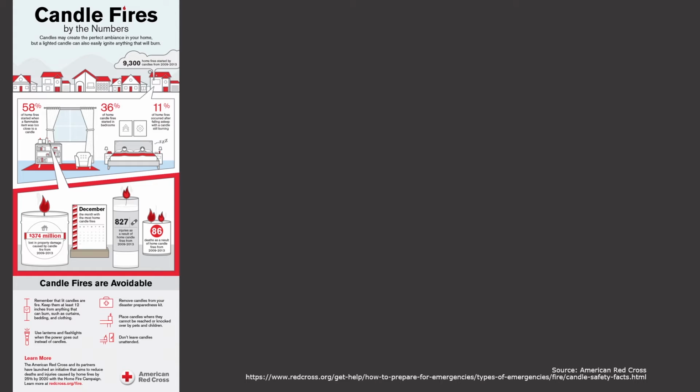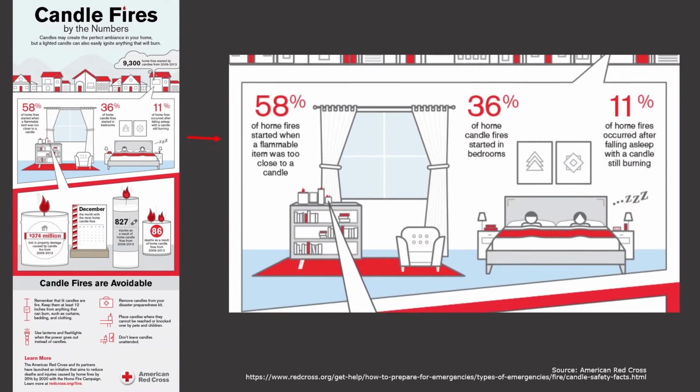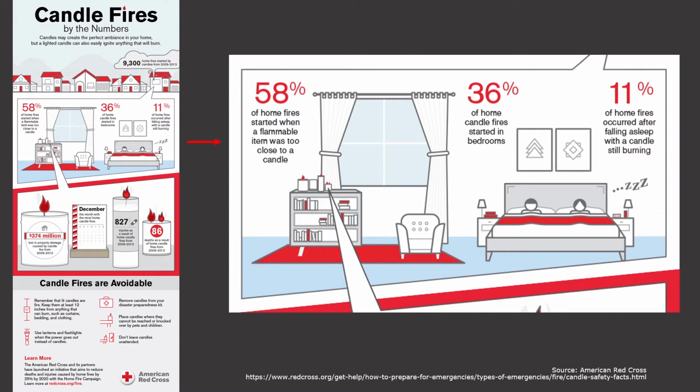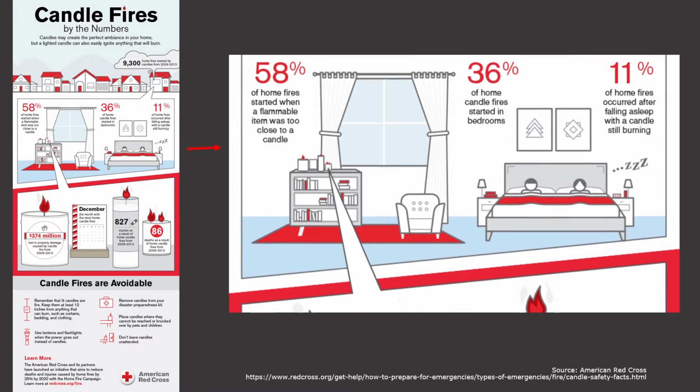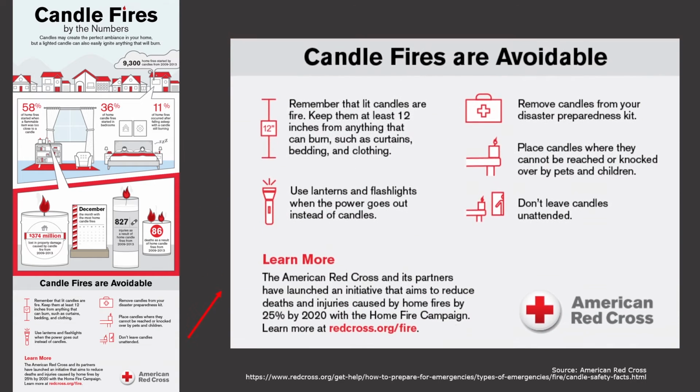To start, it shows its topic, candle fires, and gives us some very introductory information, just telling us how prevalent they are. We proceed down the infographic to have a group here of various statistics that give us more specific information. We get the same sort of movement continuing down, more information about the breadth and severity of candle fires. And finally, towards the conclusion, we get this statement: that candle fires are avoidable, and it gives us things we can actually do.